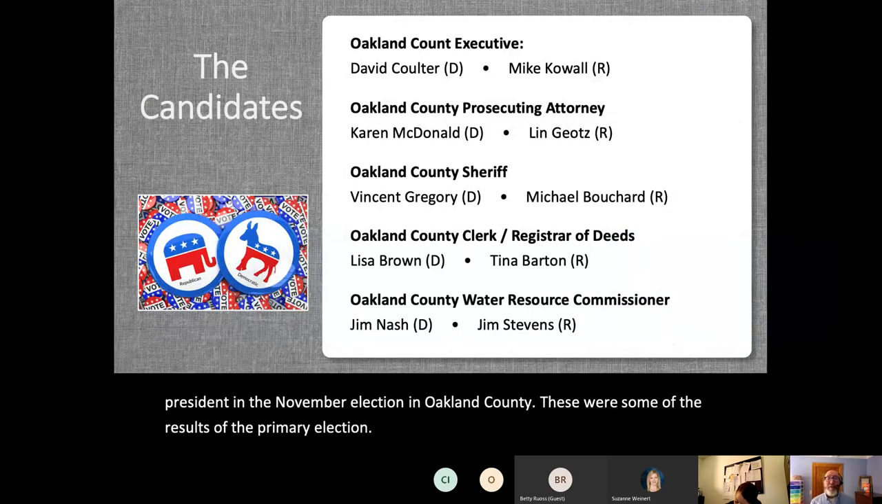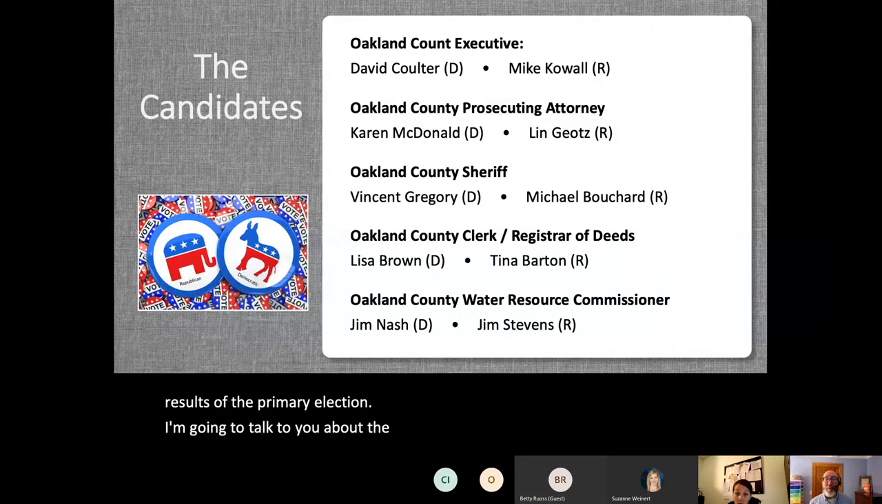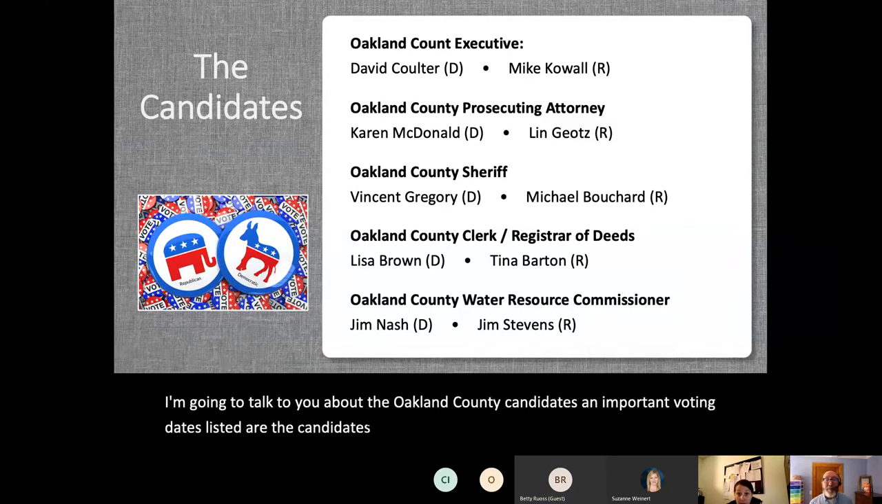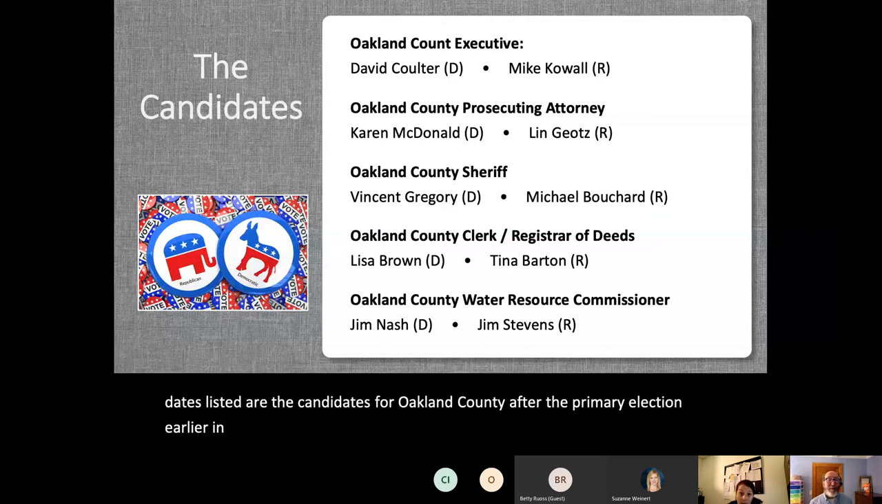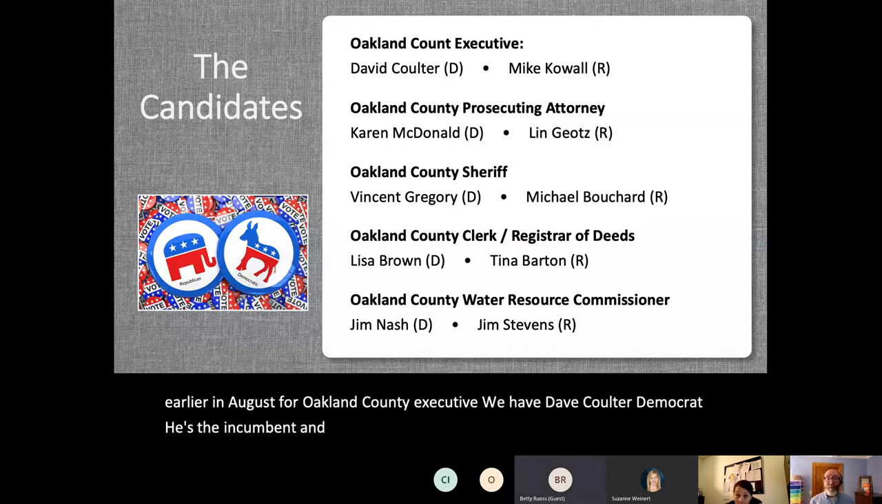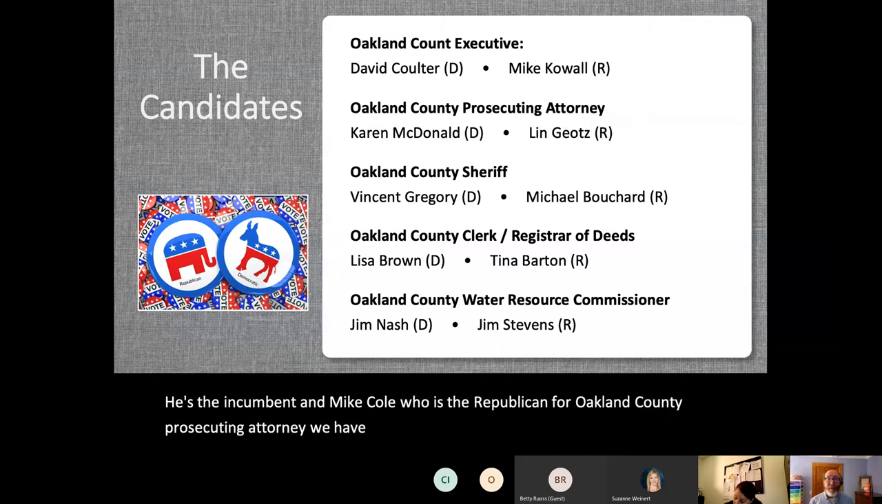I'm going to talk to you about the Oakland County candidates and important voting dates. Listed are the candidates for Oakland County after the primary election earlier in August. For Oakland County Executive, we have Dave Coulter, Democrat, he's the incumbent, and Mike Cowell, who is the Republican. For Oakland County Prosecuting Attorney, we have Karen McDonald, who's a Democrat, and we have Lynn Goetz, who's a Republican.